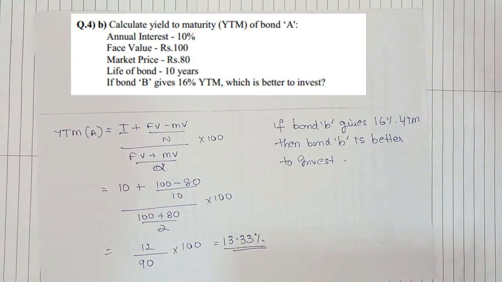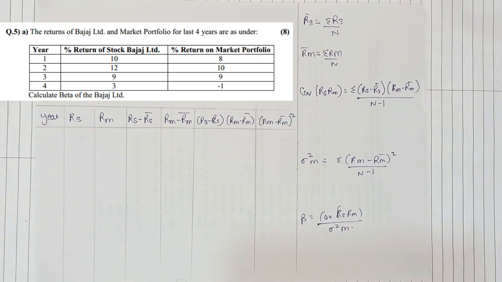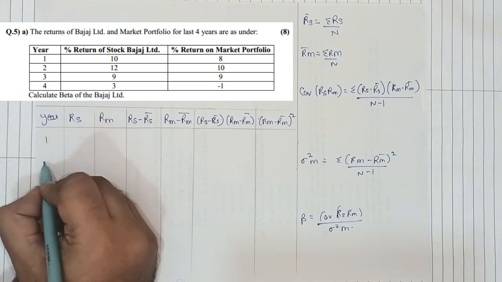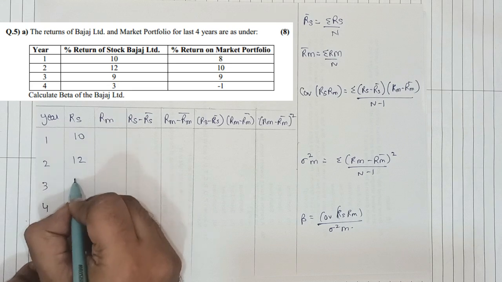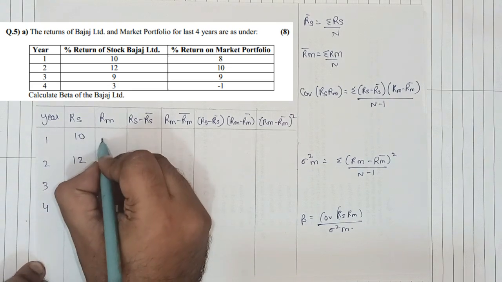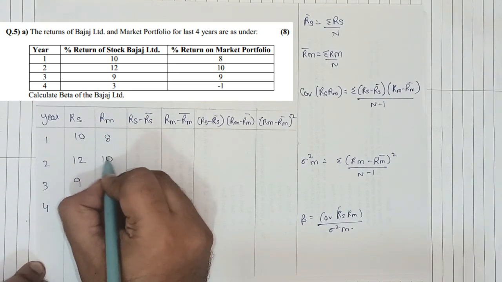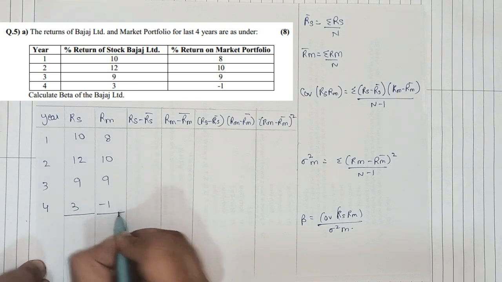Okay, so now let us see the next question, the last question, question number 5a and 5b. The question number 5a: the return of Bajaj Limited and the market portfolio for the last 4 years are given. Calculate the beta of the following. Okay, so 4 years of data: 1, 2, 3, 4. RS is 10, 12, 9 and 3, and RM, the market return, is 8, 10, 9 and -1.